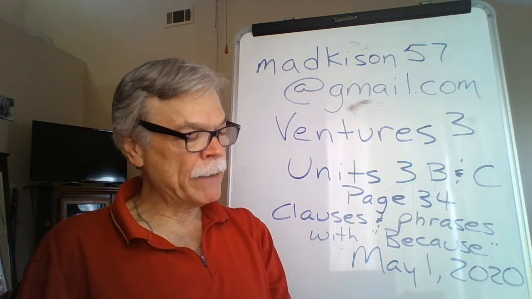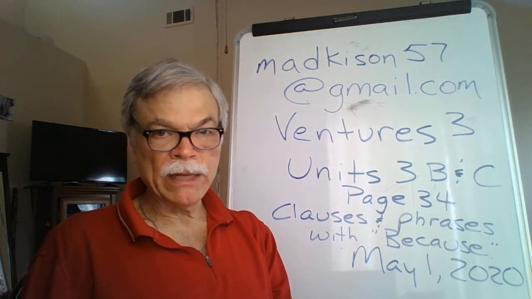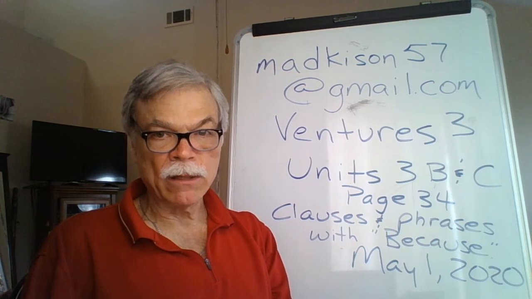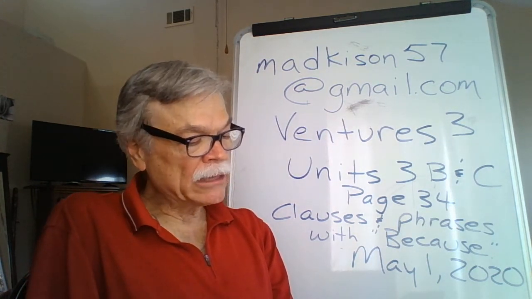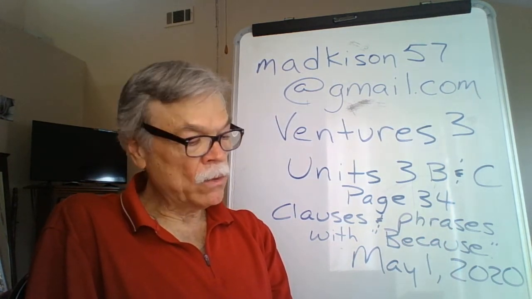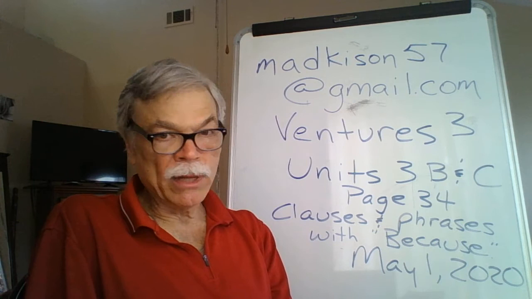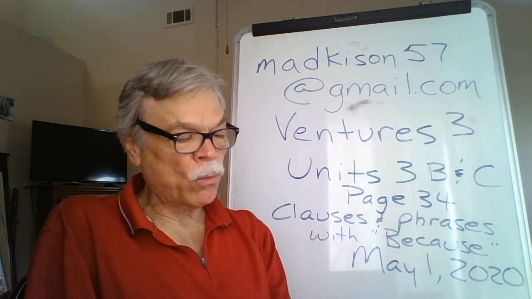Next, it says, the neighbors couldn't lock the door. So the question would be, why couldn't the neighbors lock the door? The answer says, lock was broken. So that's a noun plus a verb, so that makes a clause. So we would say, because the lock was broken.